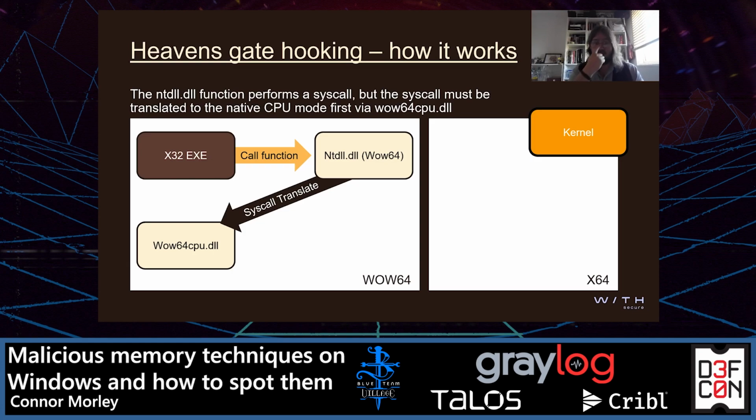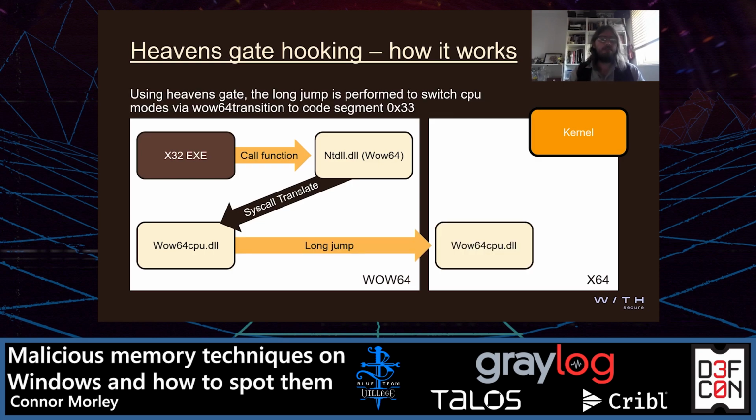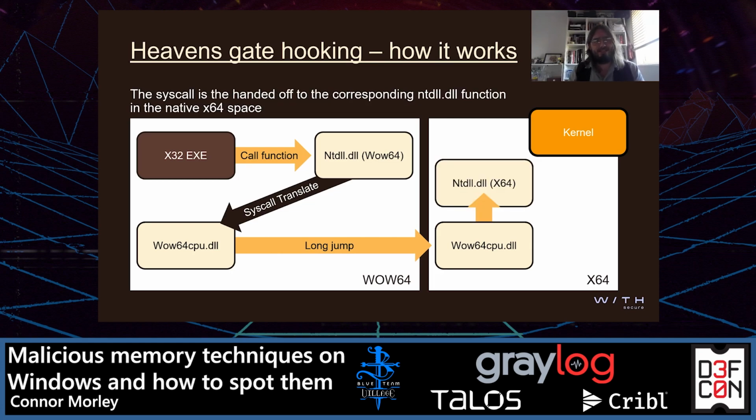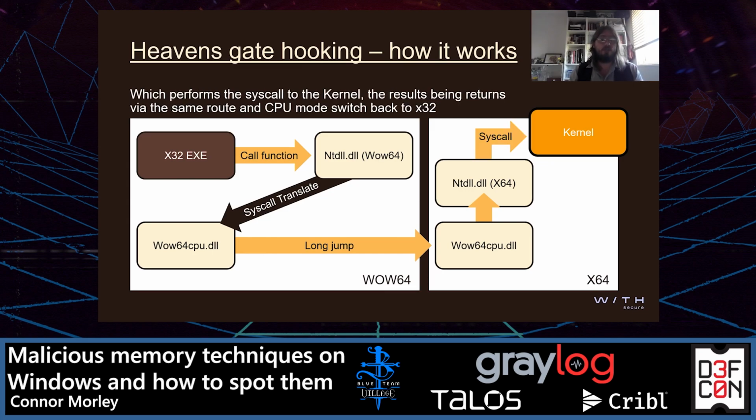which is where Heaven's Gate resides. Heaven's Gate will then perform what's called a long jump, which is done by a code segment change from the x32 WoW64 CPU mode over to the x64 CPU mode WOW64CPU module. Once in x64 CPU mode, it will then hand off to the native NTDLL instance, the x64 instance, which will then handle the command running to the kernel. And the syscall will be handled.